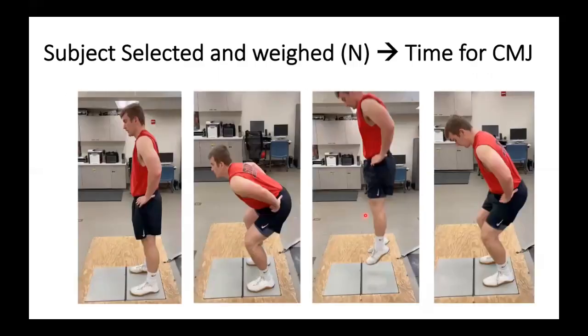So as I mentioned, we have our subject selected and weighed in newtons. And once we do that, it's time for the counter movement jump. As you can see here, we're only on one force plate, but that's sufficient for this type of test. There are absolutely times where you want to use both force plates, but for this interpretation, only one is really needed for our purposes. And like I mentioned previously, the channel that we're interested in is FZ3, because that's our vertical axis. So that's going to be the main one. For this study, I had all three of them turned on, but FZ3 was our main one that we interpreted.